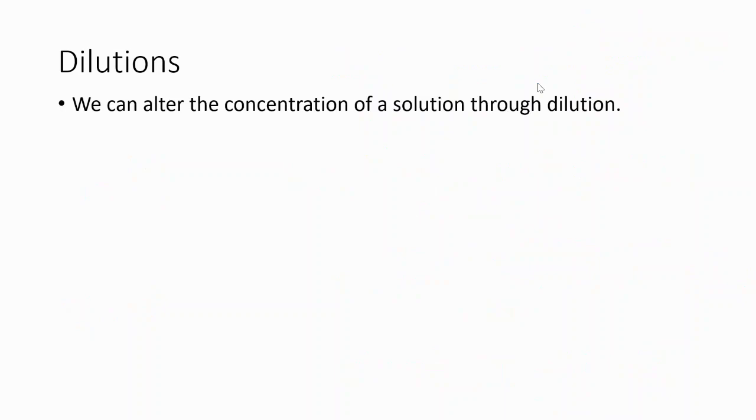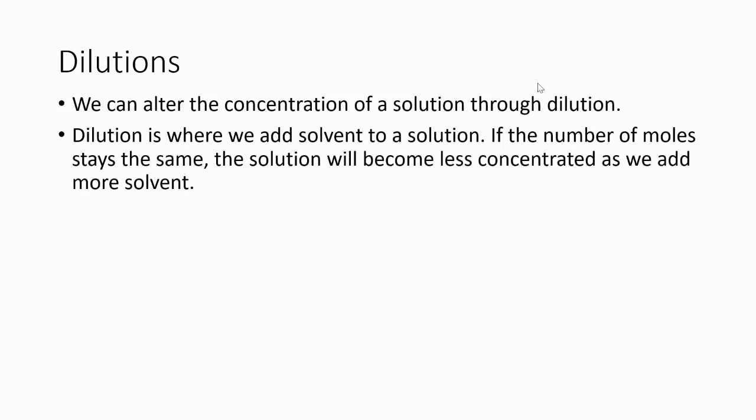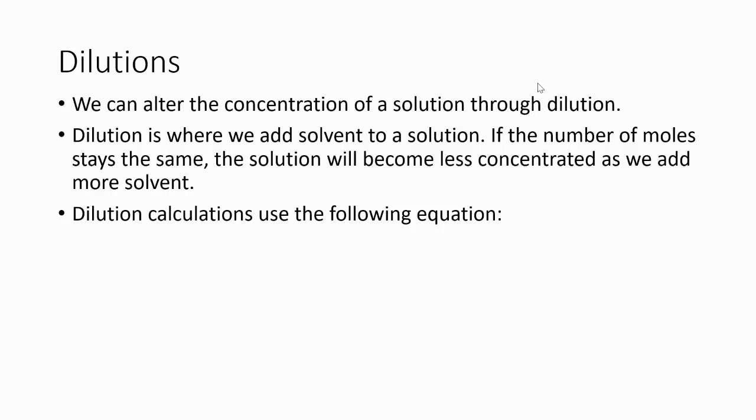Let's talk about dilutions. We can alter the concentration of a solution through dilution. Dilution is where we add solvent to a solution. If the number of moles stays the same, the solution will become less concentrated as we add more solvent. Dilution calculations use the following equation. C1V1 equals C2V2. So C1 represents the first concentration, V1 the first volume, C2 the second concentration, and V2 the second volume. Again, you may see the same formula written this way with M instead of C standing for molarity, which is the same thing.